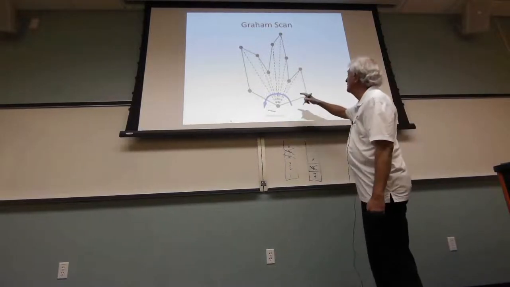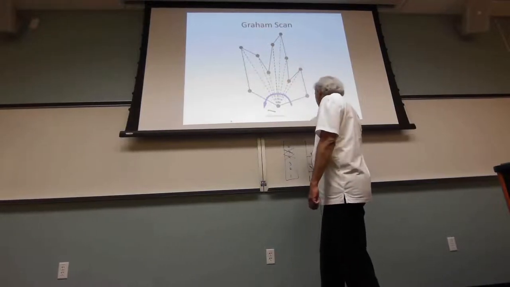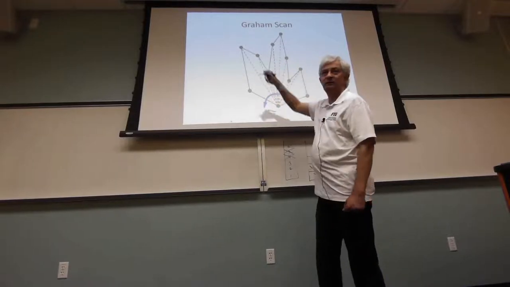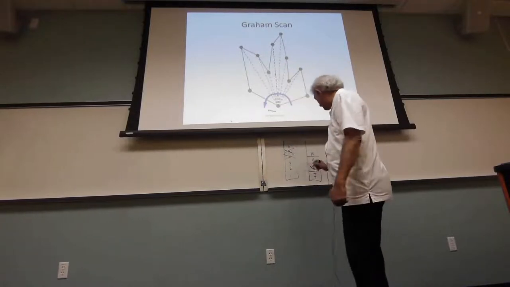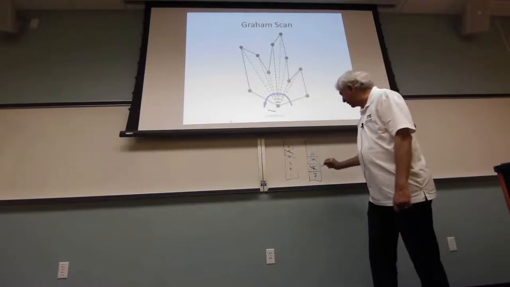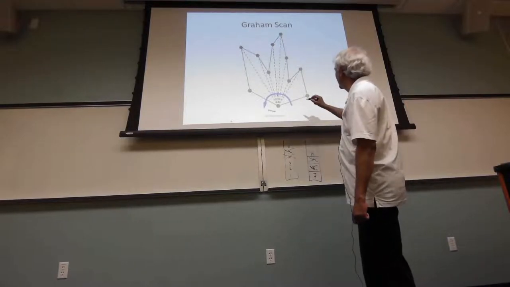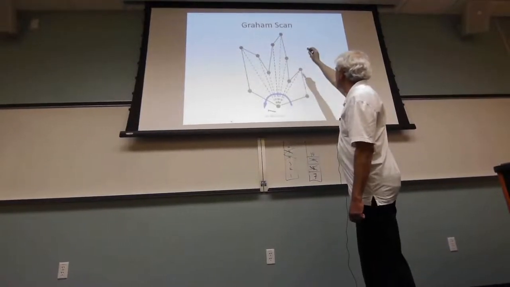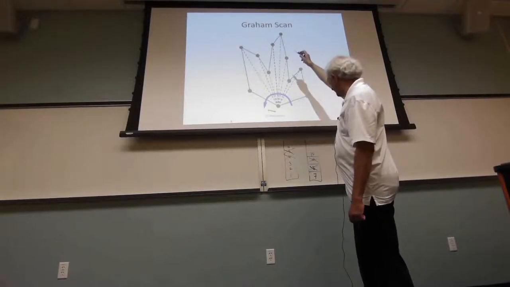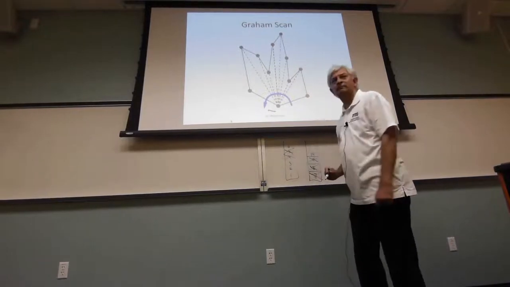Now, that was 9, so we add 10. And we've got 7, 9, and 10. That's a right turn. So out goes 9. If you want, you can check 10, 7, and 6. Where is 7? I forgot already. 1, 2, 3, 4, 5, 6, 7. So that's 7. So 6, 7, and 10. So in fact, 7 also will go away. Right?